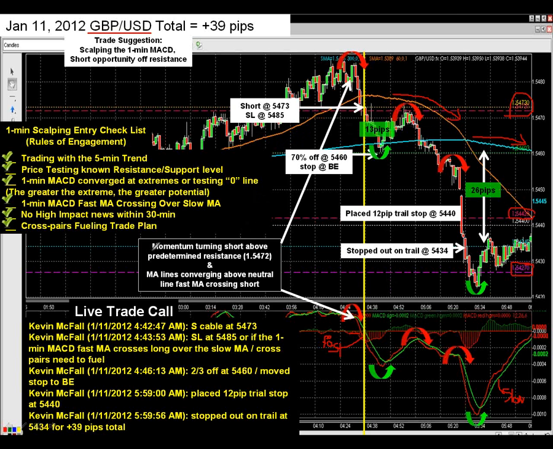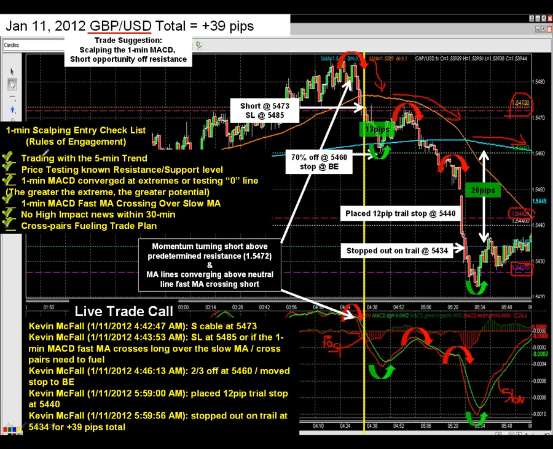Here's resistance again. Remember, momentum here is turning above the predetermined resistance at 54.72. So here's resistance. Here we are turning short, moving into what was resistance and retesting it to see if it's going to become support. At the same time, our MACD lines, as we go through our scalping entry checklist called our rules of engagement.